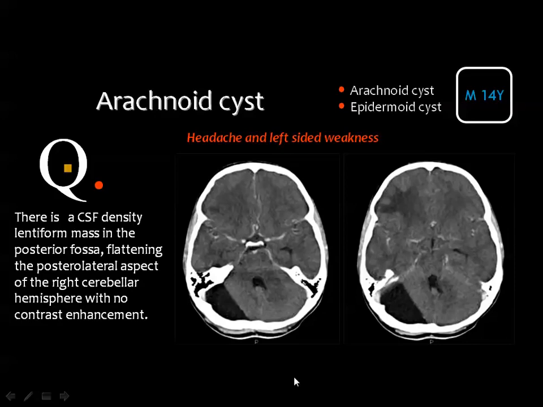You can discriminate between arachnoid and epidermoid by the FLAIR images, where the epidermoid cyst will show intermediate signal, and by the diffusion, where epidermoid will show diffusion restriction.